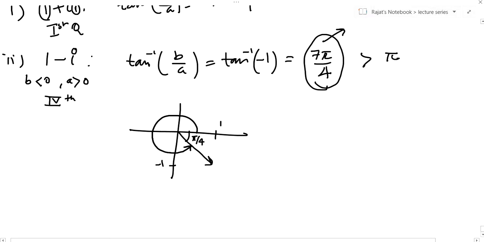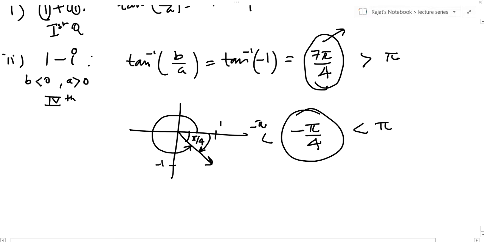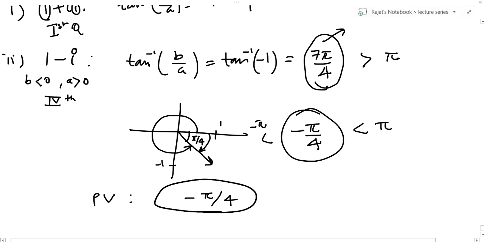Instead of doing this, I can take this angle also. We are rotating in the clockwise direction. So instead of saying plus pi by 4, we will say minus pi by 4. Either you say 7 pi by 4 or you say minus pi by 4, because you are turning clockwise. Both are the same thing. And minus pi by 4 lies between pi and minus pi. So the principal value of this complex number is minus pi by 4. We will not say 7 pi by 4, we will say minus pi by 4.